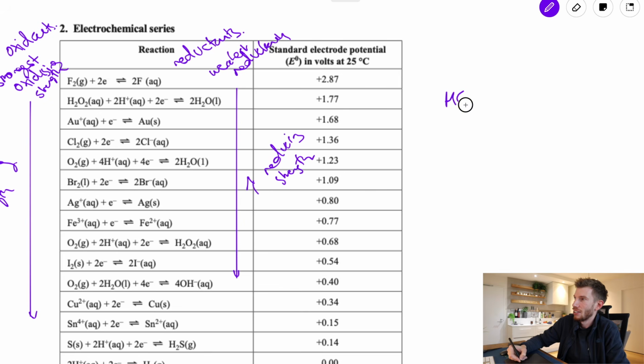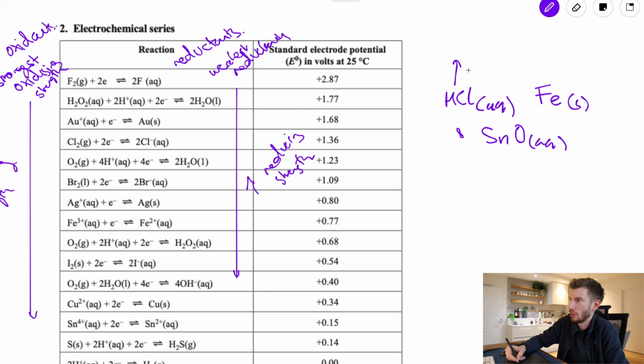Let's say we have hydrochloric acid, aqueous, and then we also have iron metal, and then we also have tin oxide like this. And what we're going to do is we're going to try and find all of these species. Now, importantly, when you've got something in solution, there's a couple of things. First thing is the hydrogen chloride doesn't mean you actually have hydrogen chloride or hydrochloric acid. You have H+, and you also have chloride, Cl-.